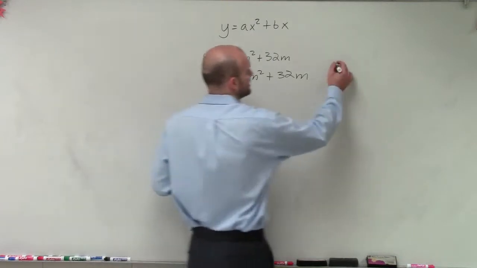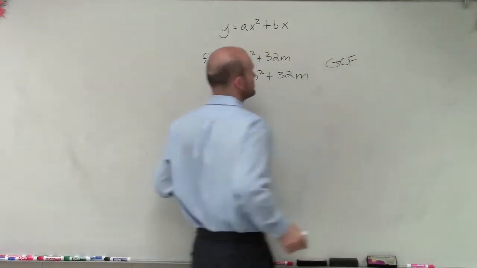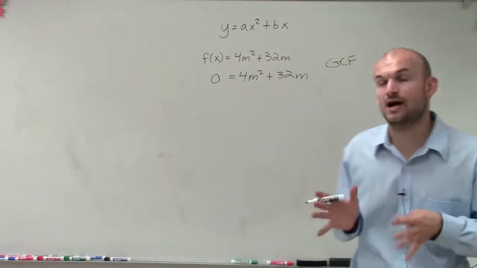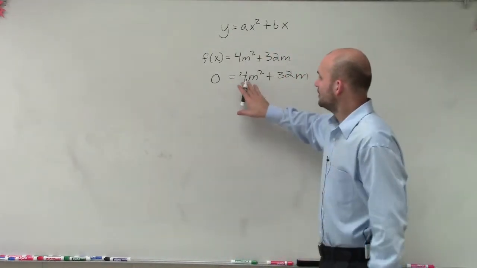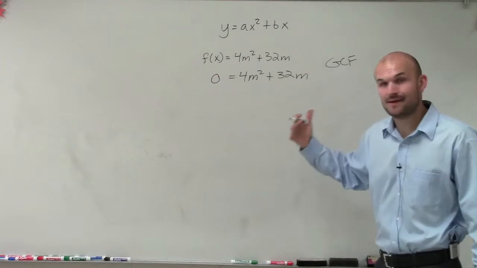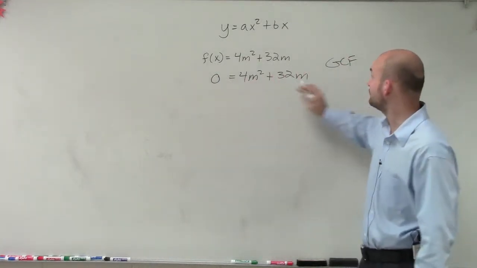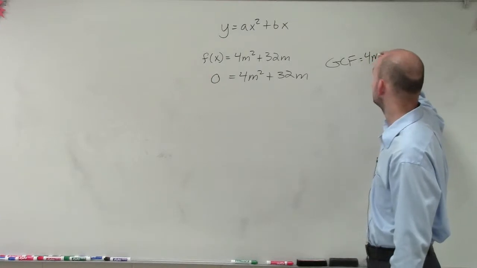So to do that, I need to determine what my GCF is. So GCF is, remember, the terms that my two terms are going to have in common. So we look at this and say, well, they both share an m, and they both share a common factor of 4. So I could say that equals 4m.